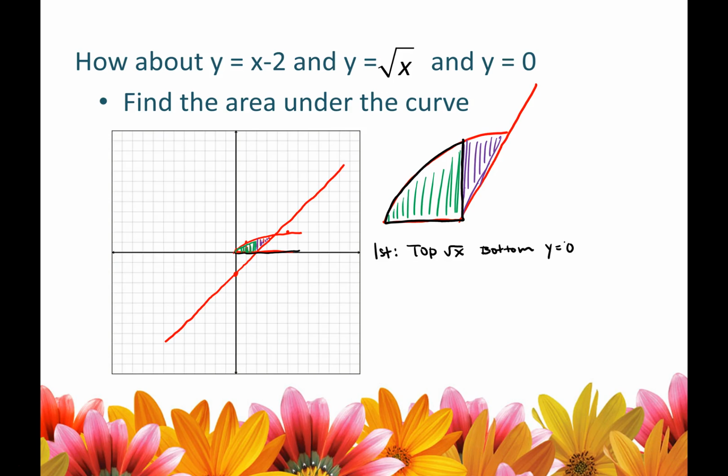And where does that happen? From where to where? Well, it's a little bit tricky to tell, but it is 2, right? Because you can think about where this graph goes up 1 over 1, up 1 over 1.